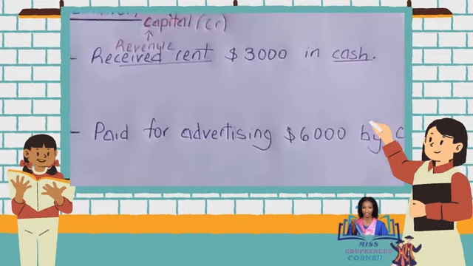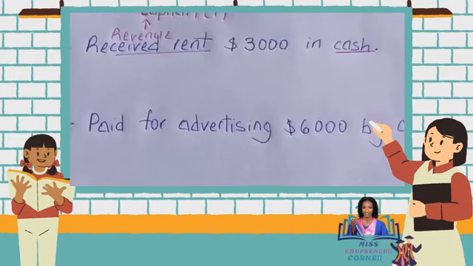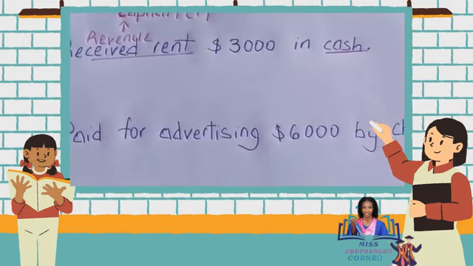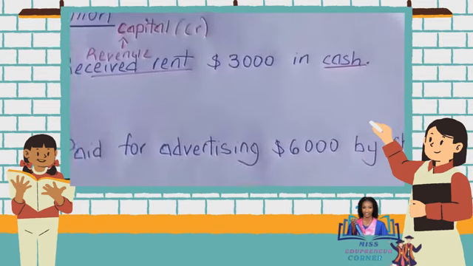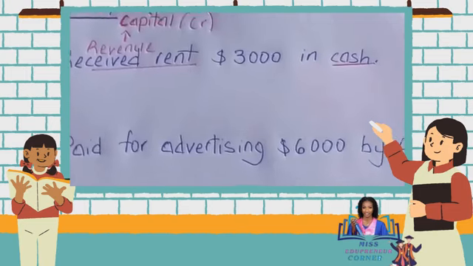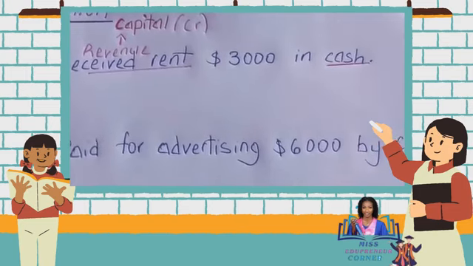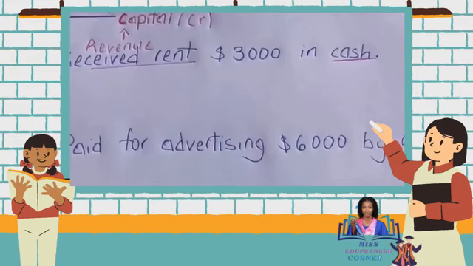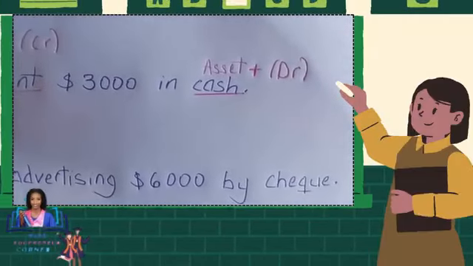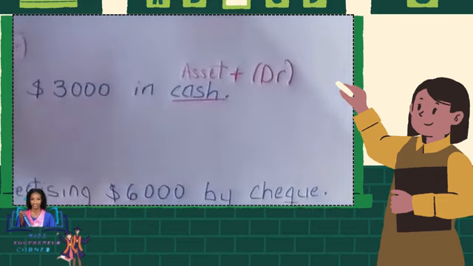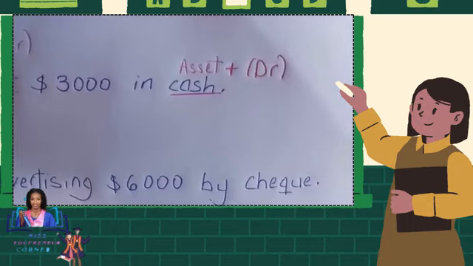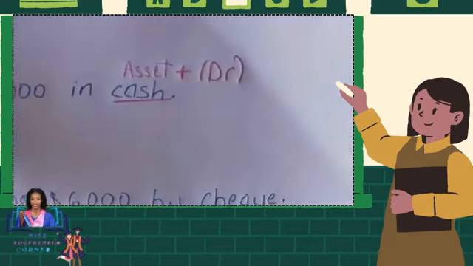Received rent $3,000 in cash. If the business received $3,000 in cash for rent, what is happening to the cash in the business? It is also increasing. Cash is an asset, and as an asset increases, we are to debit. Here we have it. This is how the cash account should be treated. Cash is increasing, so we have a little plus sign right there. Cash is an asset. As an asset increases, we debit.